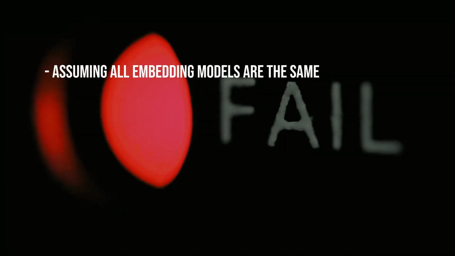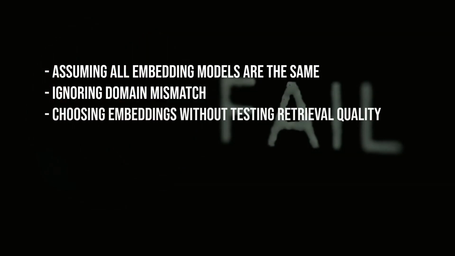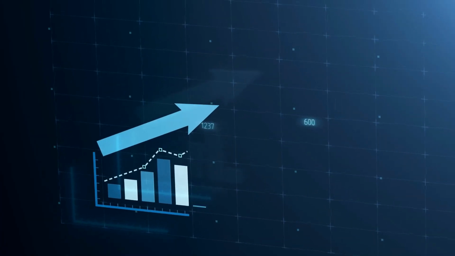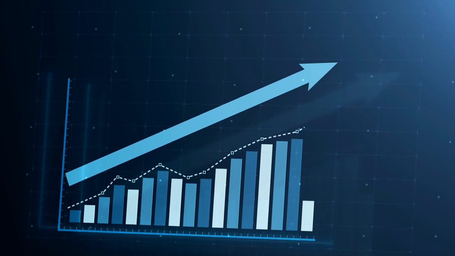Mistakes teams make: assuming all embedding models are the same, ignoring domain mismatch, choosing embeddings without testing retrieval quality, focusing only on model performance. In reality, embedding choice should be driven by how well retrieval works. Embeddings don't make AI intelligent, they make meaning searchable.